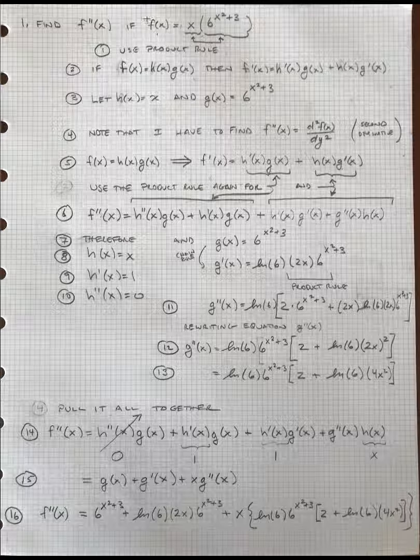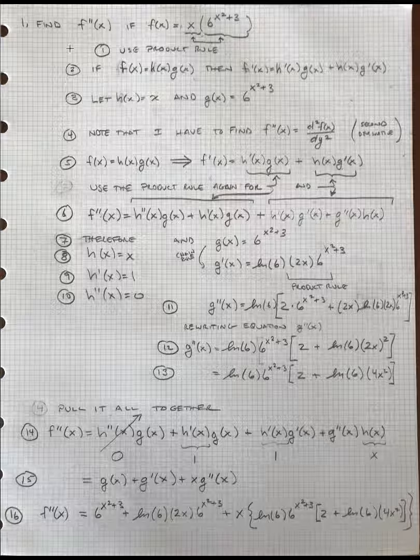And then they're using something that we worked on last Sunday. We have f of x is equal to x times an exponential, but it's not base e, it's base 6, and it's 6^(x squared plus 3). The first thing I've noted here, on line 1, is that we're going to have to use the product rule for these two different parts of f of x.